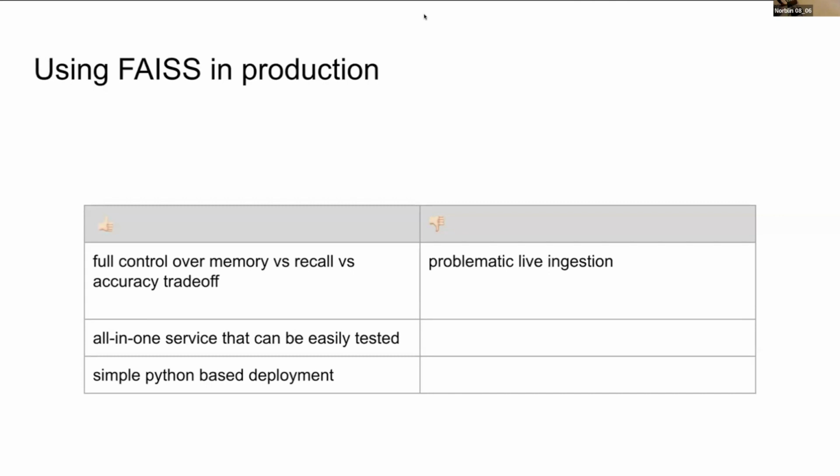The bad things about FAISS: there is a problem of live ingestion, so it's hard to build an index incrementally. And there are poor filtering capabilities. Usually with search, there are requirements that you would like to filter your data, and FAISS cannot do that efficiently, so there are other search engines that can do that.